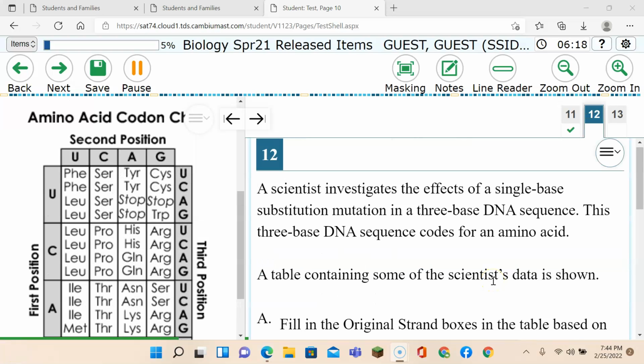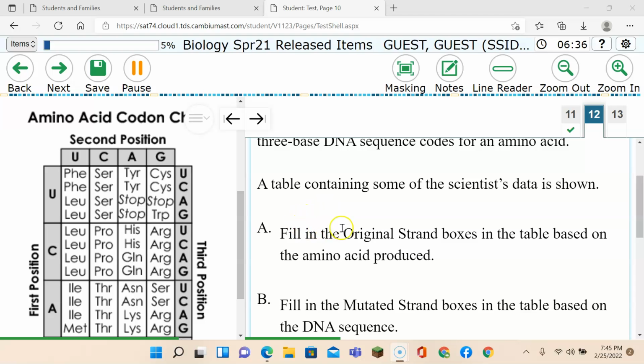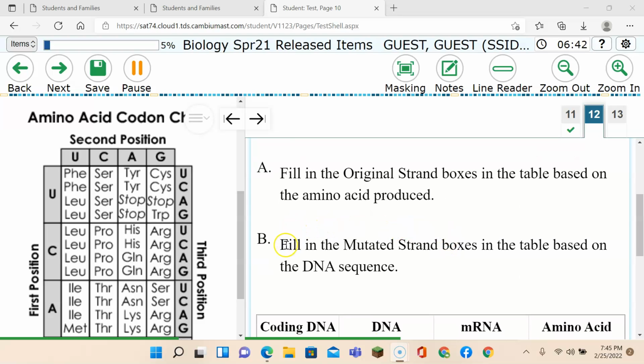Question number 12. A scientist investigates the effects of a single base substitution mutation in a 3-base DNA sequence. This 3-base DNA sequence codes for an amino acid. A table containing some of the scientist's data is shown. Fill in the original strand boxes in the table based on the amino acid produced. That's A. B. Fill in the mutated strand boxes in the table based on the DNA sequence.